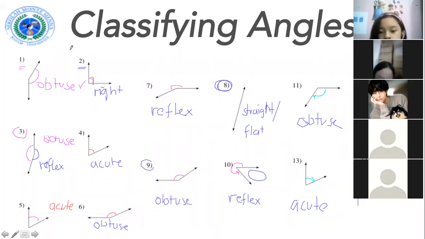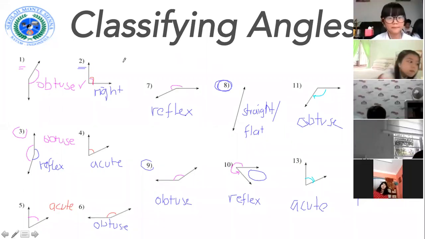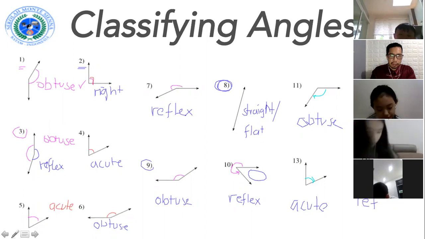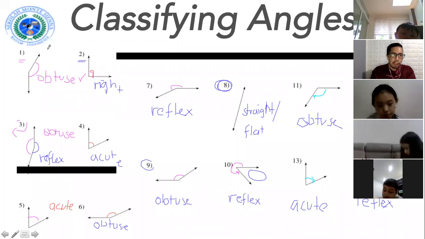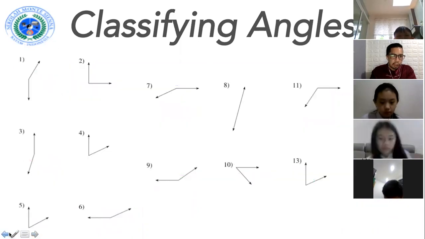Okay, who wants to help Derek? Just unmute your microphone. Maritza. Reflex. The one is a reflex, teacher. But teacher, where's the full circle? The full circle is supposed to be like a circle, right, teacher? Yeah. When you see a full circle, it's like this. It's just literally a circle, teacher.